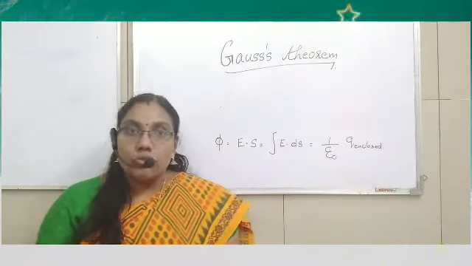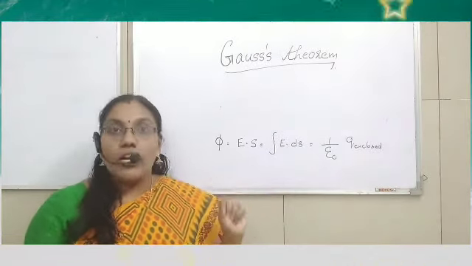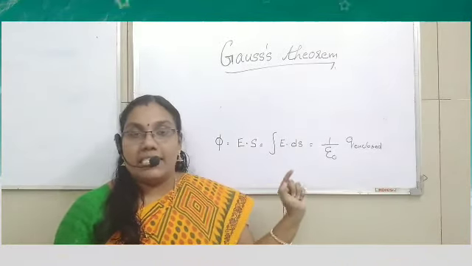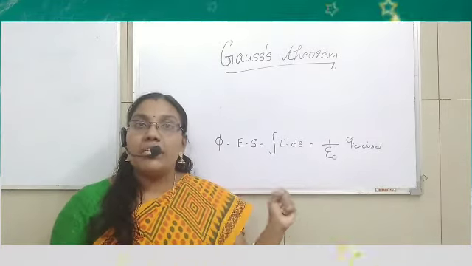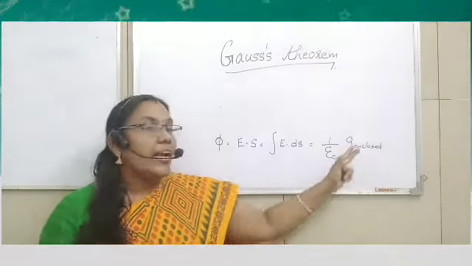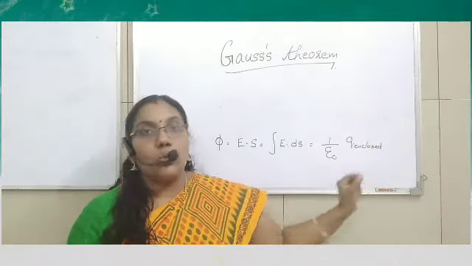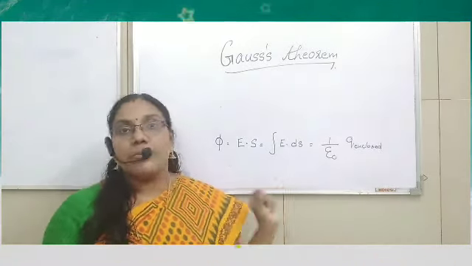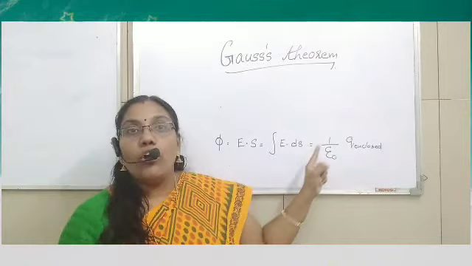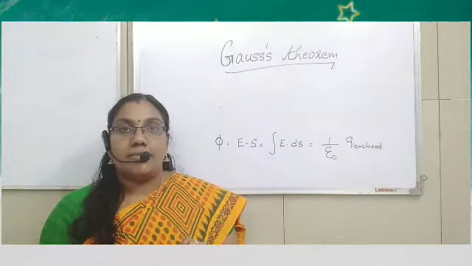Mathematically, Gauss theorem in electrostatics can be represented as phi equals, phi represents the total electric flux, phi equal to E dot S, that is the general formula. Total electric flux means integral E dot ds, where ds represents a small area. According to Gauss theorem, integral E dot ds equals 1 by epsilon 0 times the charge enclosed, Q enclosed. This is the mathematical expression of Gauss theorem.